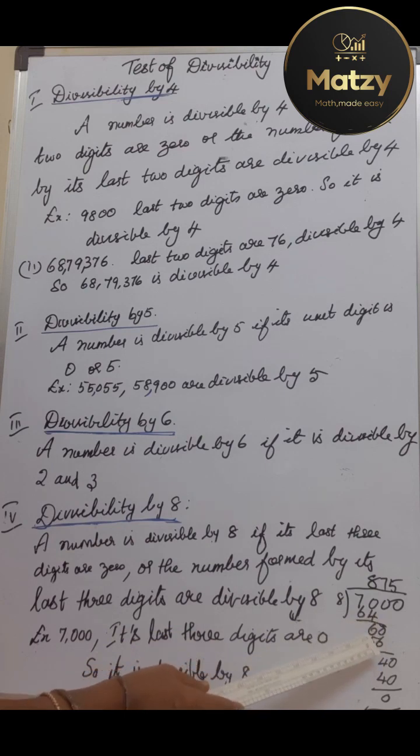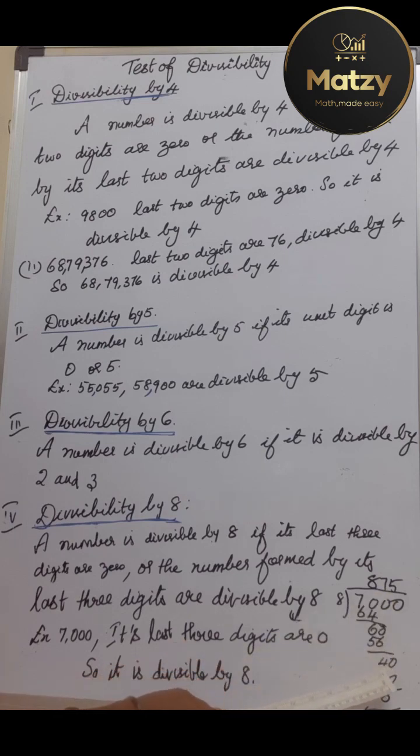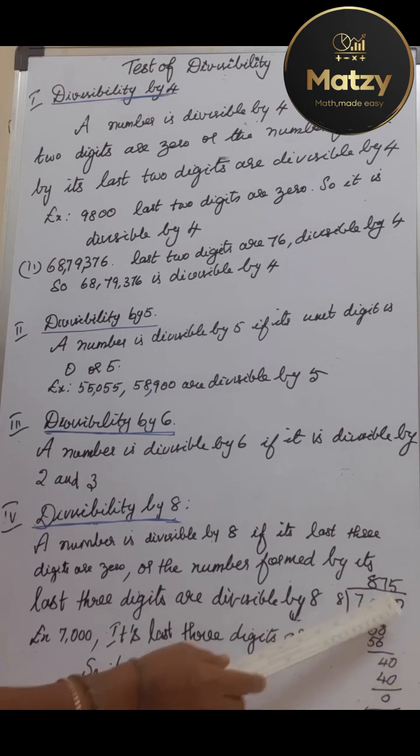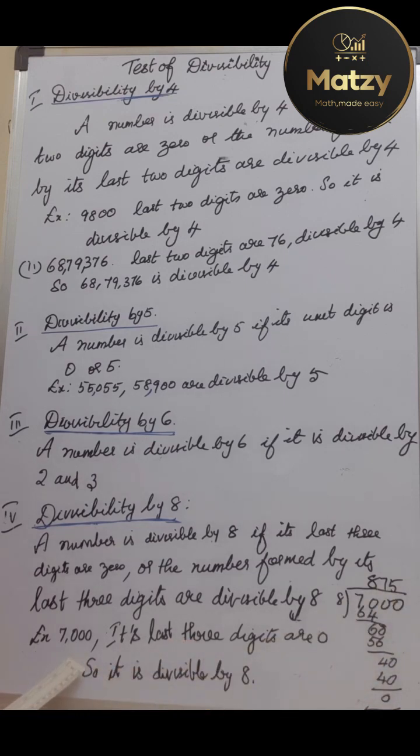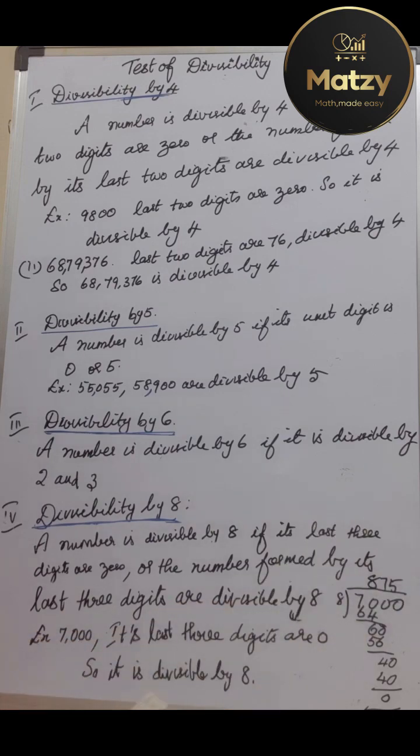After subtraction I got 6, bringing down the next digit, 60. Then 7 8s are 56. What is the remainder? 4. Then in 40 it is going 5 times. So in 7,000, 8 is going 875 times. So it is divisible by 8. Okay. Similarly, if the number formed by its last 3 digits is divisible by 8, then the full number is also divisible by 8. Let us see one example from it.